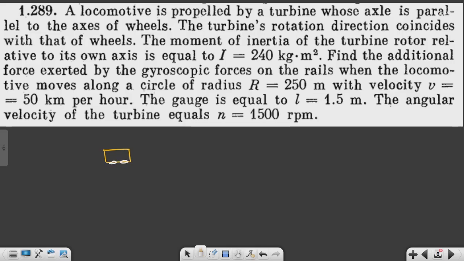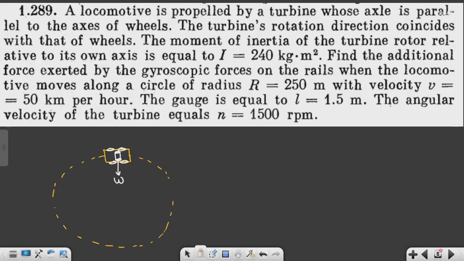And I'm looking at this train from the helicopter, from the sky. Now this train is moving in a circular orbit. Fair enough. So now there is a turbine inside this train that is spinning in the same direction as the wheel. That means if the wheels are spinning clockwise, the turbines are also spinning clockwise. So the angular velocity of the turbine would be in this direction.